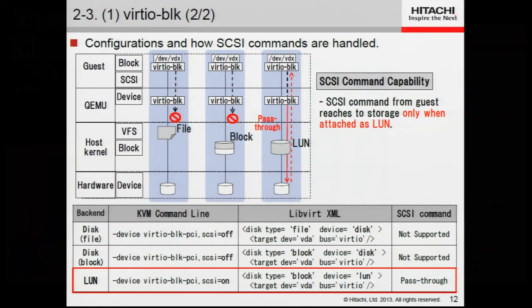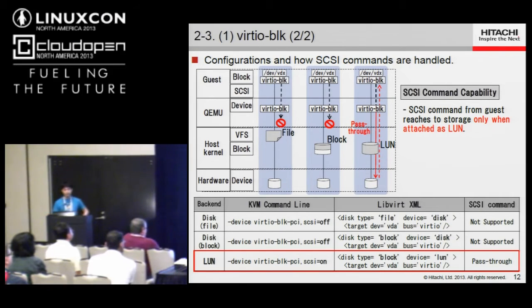And virtio block has three configurations depending on the backend device. We can attach a file as the disk, block as disk, and raw as raw. And the point in this slide is that SCSI command from guest reaches storage only when attached as raw. So only this configuration. In other configurations, SCSI command is blocked by the QEMU device layer and returns errors to the guest OS. And I summarize how to configure in the below table.